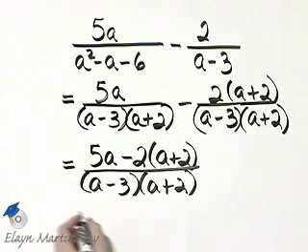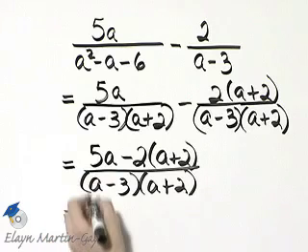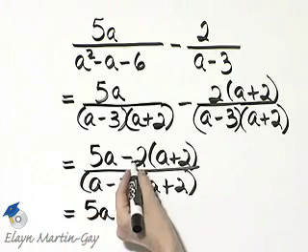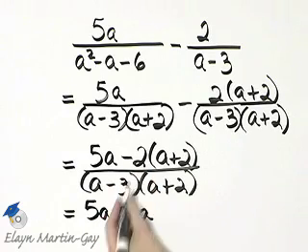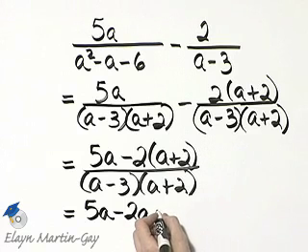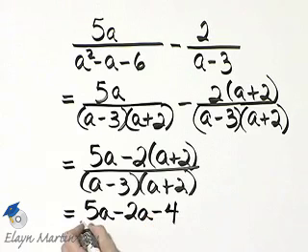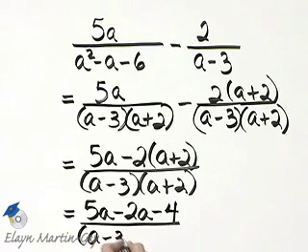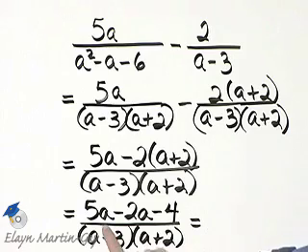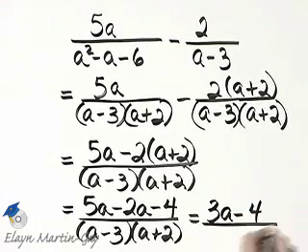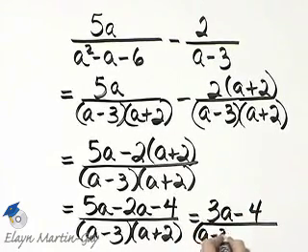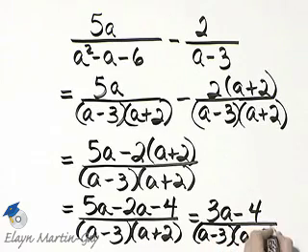We will take a step and we will simplify. So in the numerator I have 5a. Now let's multiply. Negative 2 times a, negative 2a, I'll write as minus 2a, and then negative 2 times 2, negative 4, I'll write as minus 4, all over that denominator, a minus 3 times a plus 2. And then let's simplify by combining like terms. 5a minus 2a, that is 3a minus 4, all over that denominator, a minus 3 times a plus 2.